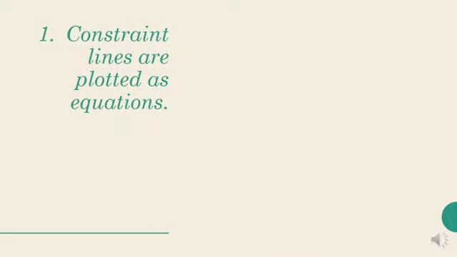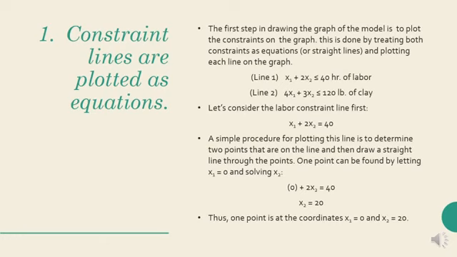So, yung first step, okay, is constraint lines are plotted as equations. Kukunin natin yung dalawang line, okay, line 1 and line 2, para makapag-plot tayo. Okay, makapaggawa tayo ng graph. The first step in drawing the graph of the model is to plot the constraints on the graph. This is done by treating both constraints as equations or straight lines and plotting each line on the graph. So, meron tayong line 1, okay?